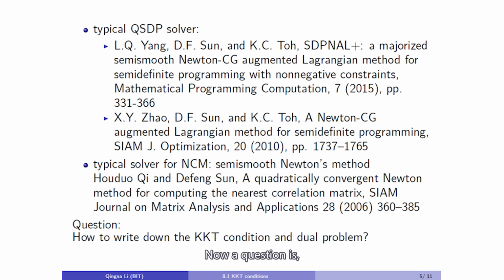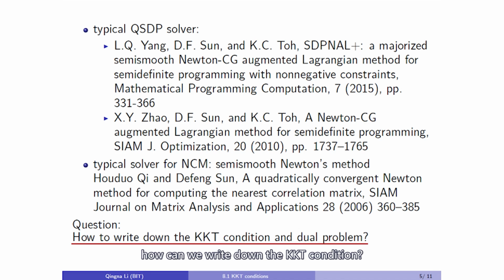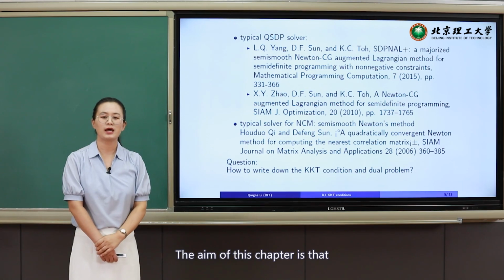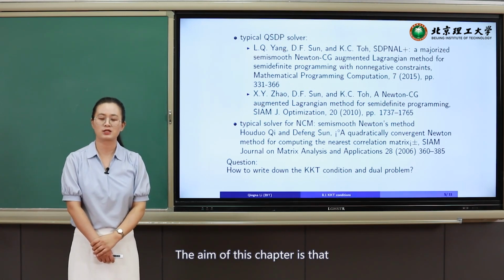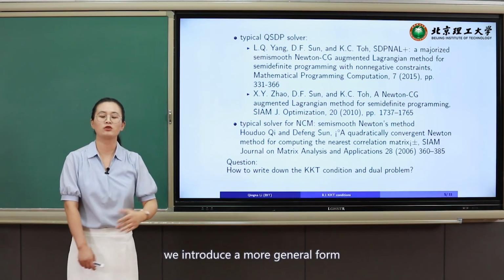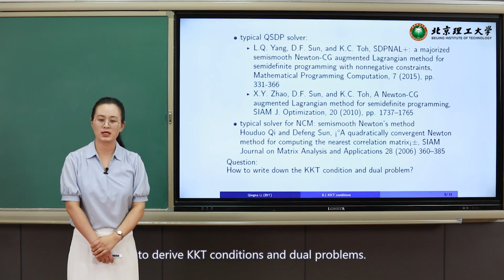Now, a question is, if we want to solve this problem, how can we write down the KKT conditions? If we use the way that we introduced in Chapter 7, then we may meet some difficulties. So the aim of this chapter is to introduce a more general form to derive KKT conditions and dual problems.